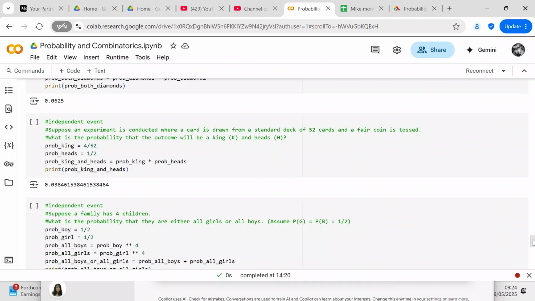The probability of kings is 4 over 52 because there's 4 kings in a deck of cards, and the probability of heads is 1 over 2, because there are 2 faces of a coin, heads or tails. So the probability of king and heads is probability of kings times probability of heads, which is 3.84%.